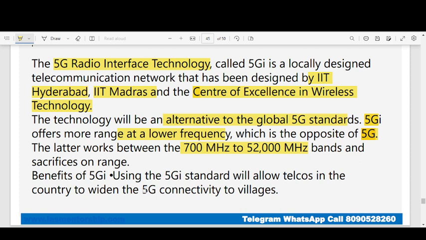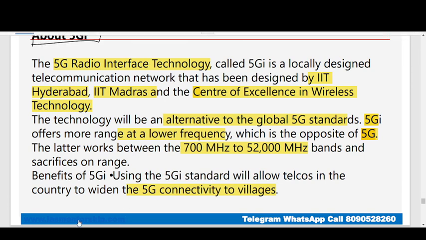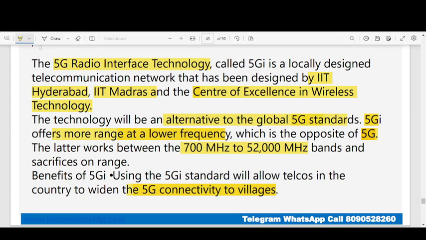So with that, we can have proper connectivity to villages as well. Basically, it is aiming to have inclusive development and inclusive cooperation by having 5G connectivity to villages, by providing more range at even lower frequency. And so it can be an alternative to 5G. Now, prelims factual thing is that 5G standards are working on how many megahertz? 700 to 15,000. Clear? So this is everything about your 5G-I.